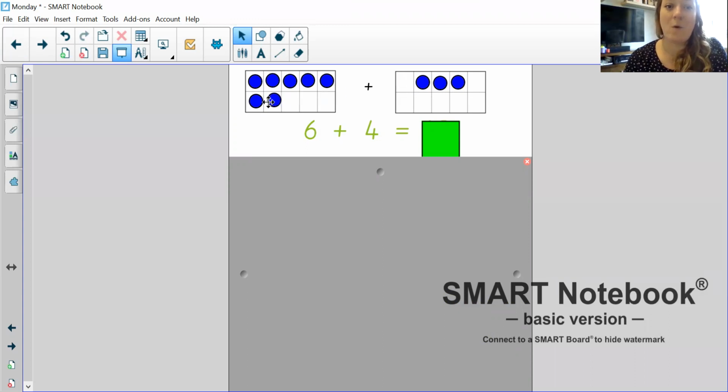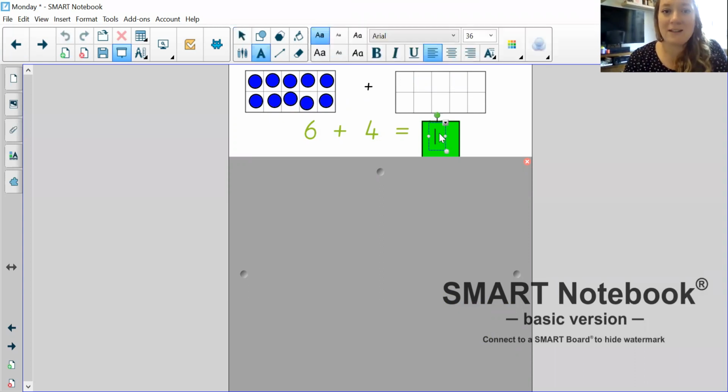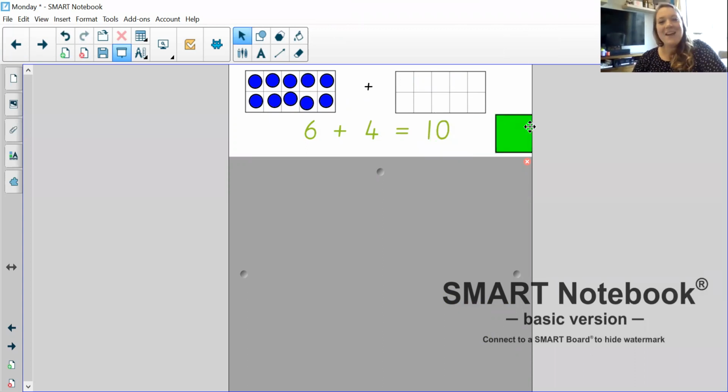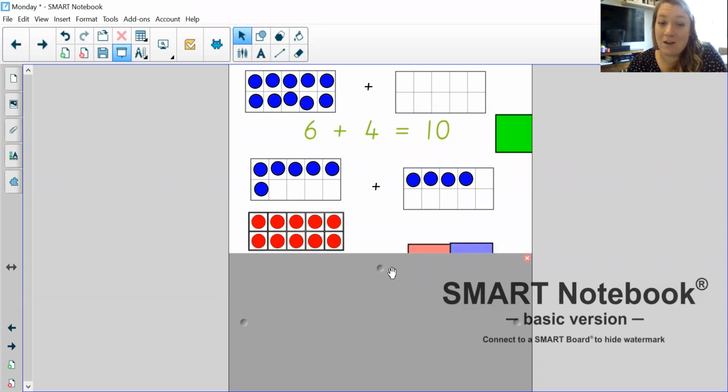Fantastic. 6 add 4. We need to put 6 in our head and then count on: 7, 8, 9, 10. That's filled the tens frame. So the answer, I wonder if it's underneath the box or if I have to write it. There we go. The answer is 10. 6 add 4 equals 10. With that in mind, can we answer this question?